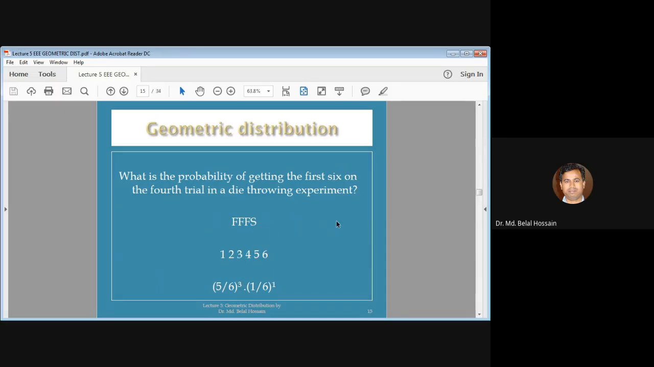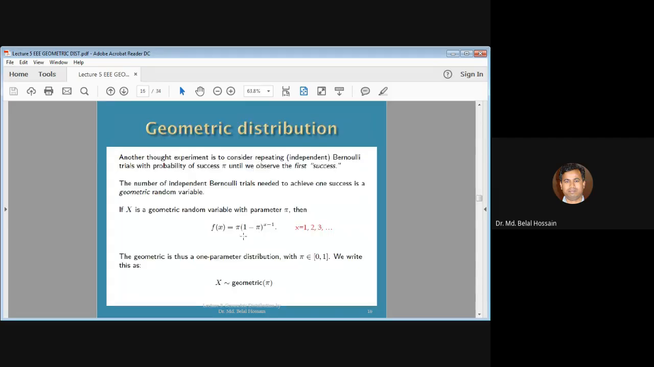Okay, x is the number of trials you conducted, that is 4, so pi into 1 minus pi to the power x minus 1. So this is the PF, or probability function, or PMF, some people call it, probability mass function. So the probability mass function, or probability function, of the geometric distribution is pi into 1 minus pi to the power x minus 1. X can vary from 1 to infinity.